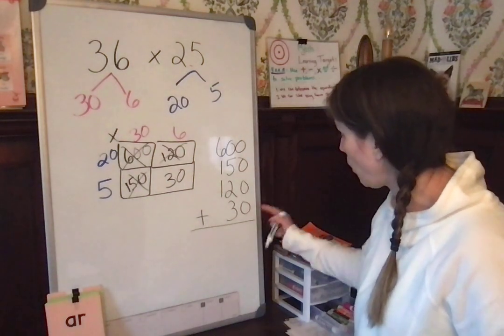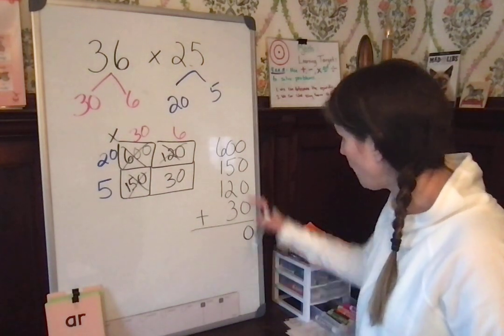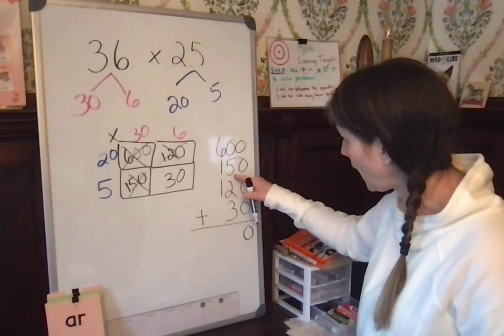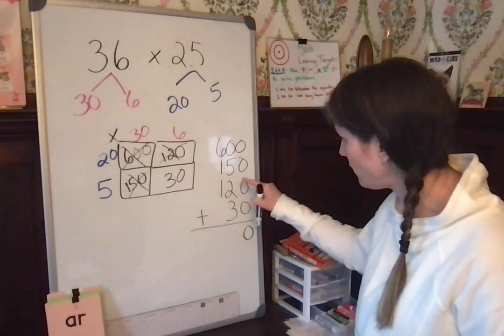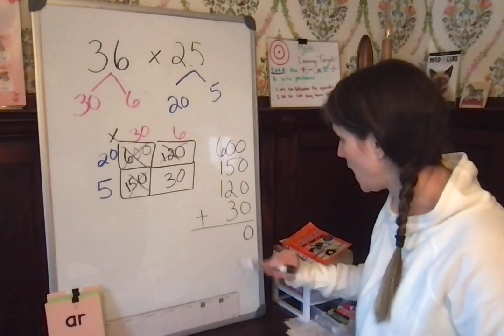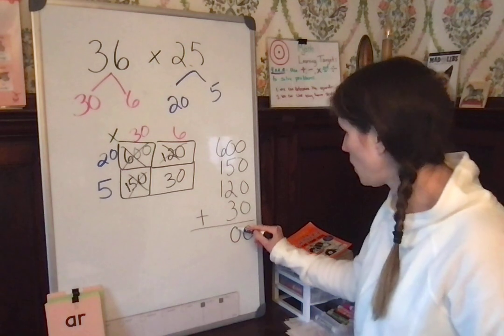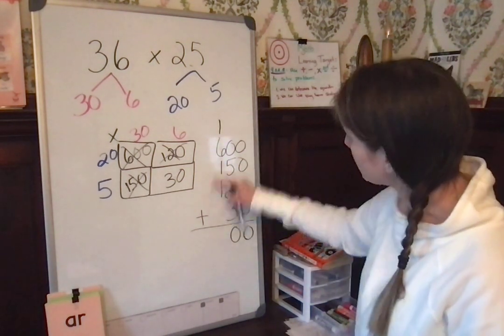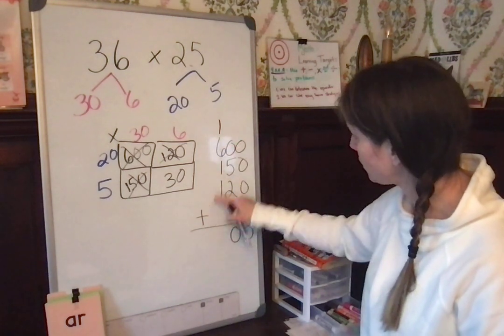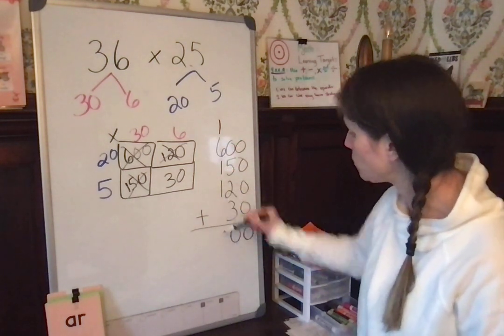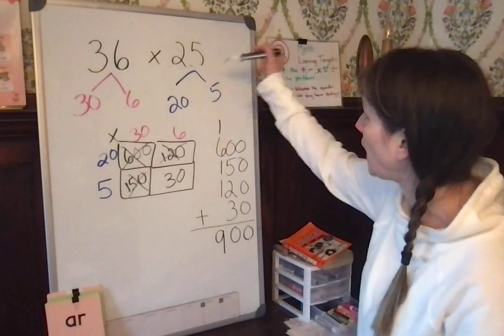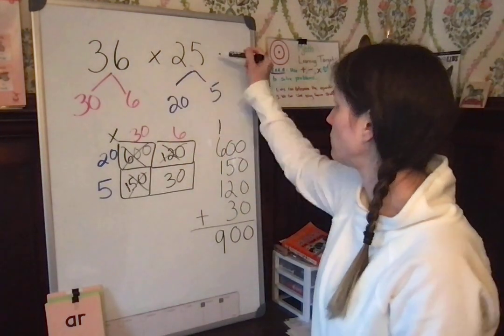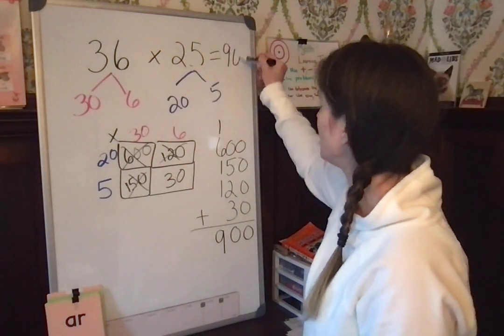So adding up all my zeros, I get 0. 0 plus 5 is 5. 5 plus 2 is 7. 7 plus 3 makes a 10. Drop my 0, bring that up to the top. 1 plus 6 is 7. 7 plus 1 is 8. 8 plus 1 is 9. My final answer for 36 times 25 is 900.